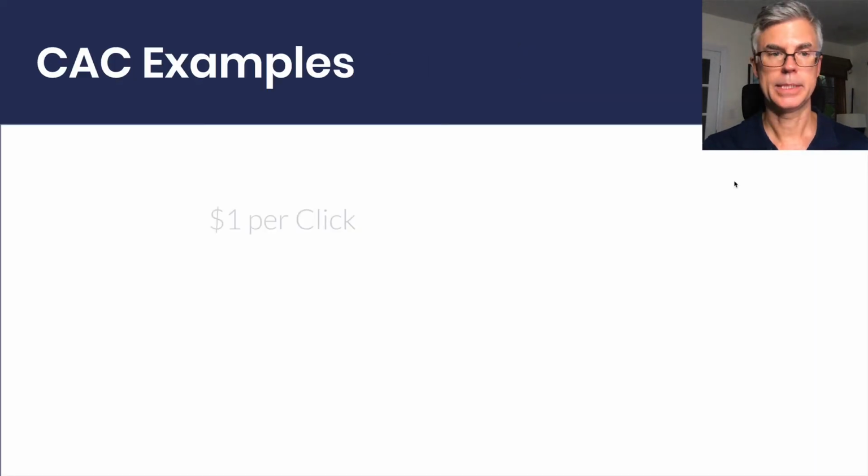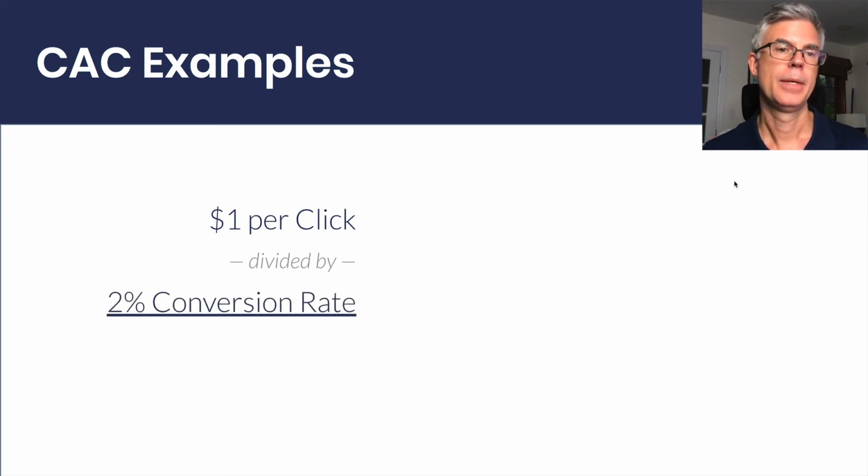So here's a theoretical example. If I'm spending $1 per click to send someone to my website, and I have a 2% conversion rate, what is my cost to acquire a customer? Get out the calculator and divide $1 by 0.02, which is 2%. So that gives me a cost to acquire a customer of $50.